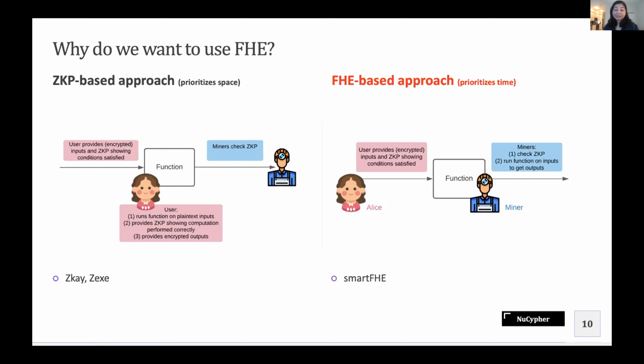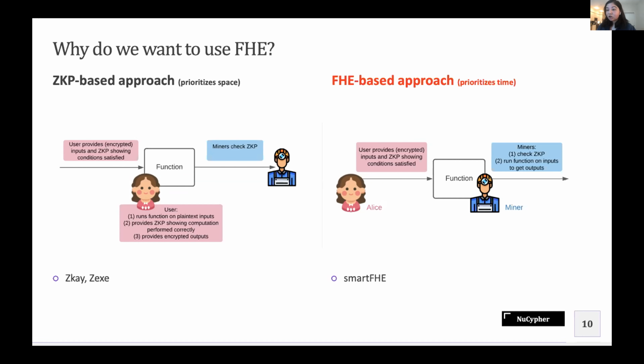Our approach is going to differ in that we want the miners to do a bit more work, and we don't want the user to have to do quite so much work to do private computation. So instead, the user is going to provide encrypted inputs. These inputs will be encrypted with respect to a fully homomorphic encryption scheme, and they need to provide some zero-knowledge proof showing that some conditions dependent on the application have been satisfied for their encrypted inputs.